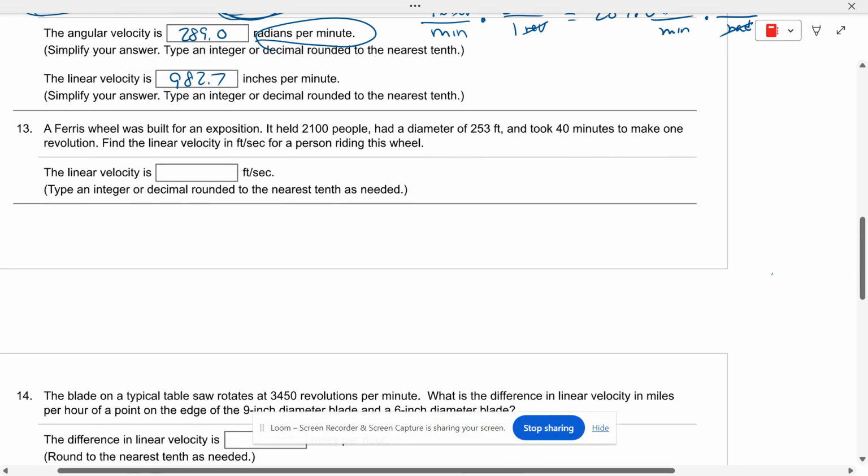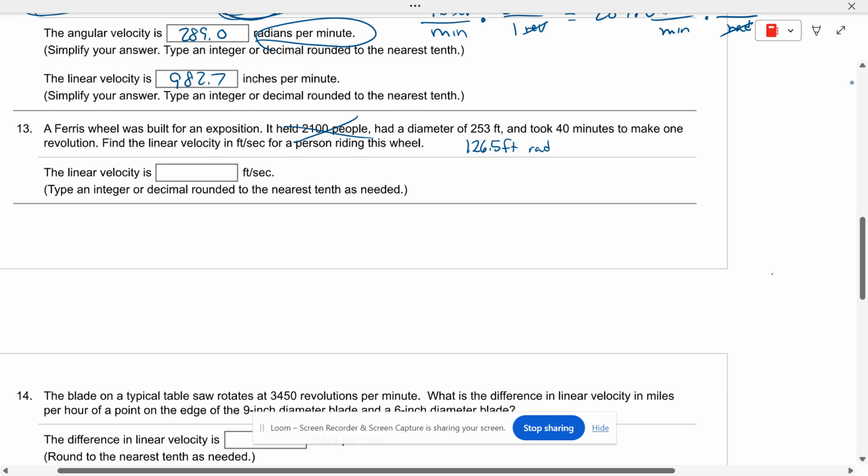All right. A Ferris wheel built for an exhibition. It held 2,100 people at a diameter of 253 feet, and it took 40 minutes to make 1 revolution. Out of all of those numbers there, which one of those do we not worry about? The 2,100 people. It doesn't matter how many people there were. The diameter I change into a radius. So it's 126.5 feet for the radius.